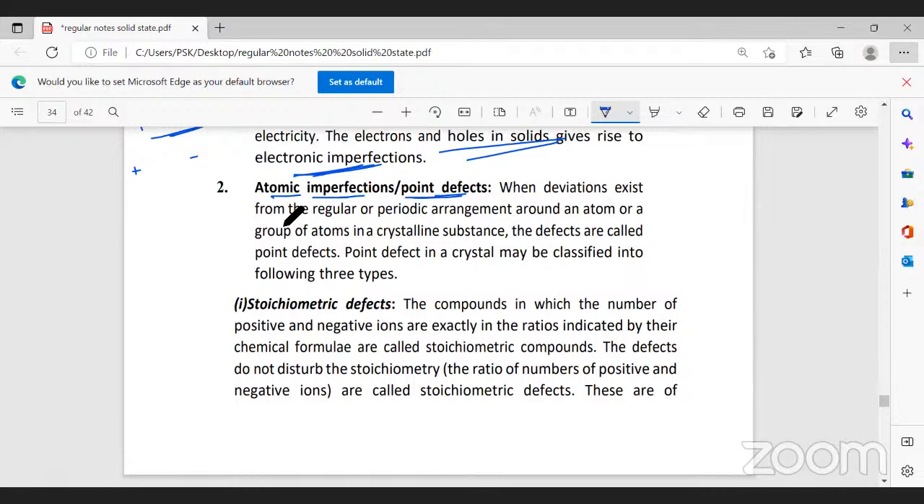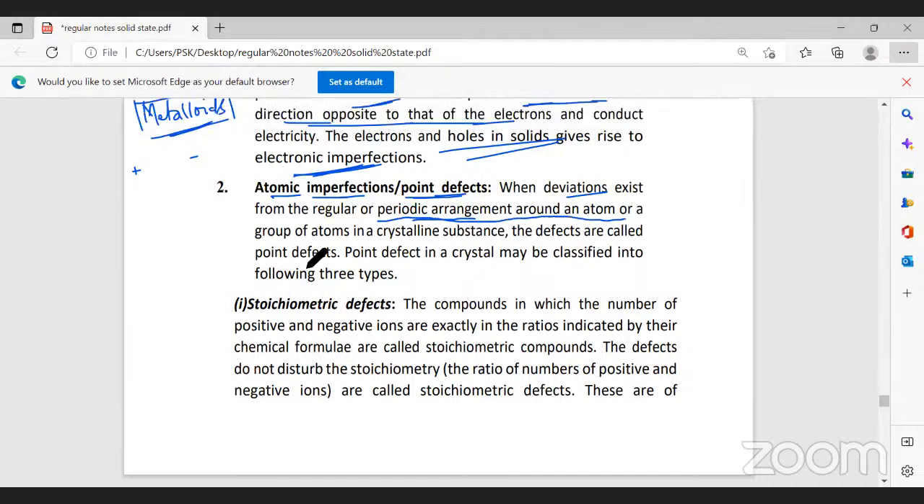When deviation exists from the regular or orderly, periodic arrangement around an atom or a group of atoms in a crystalline substance, the defect is called a point defect. A point defect in a crystal may be classified into three. One is called stoichiometric defect.